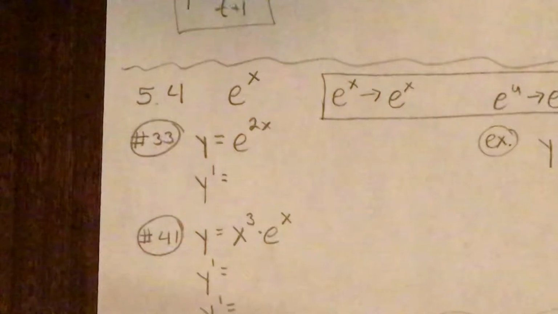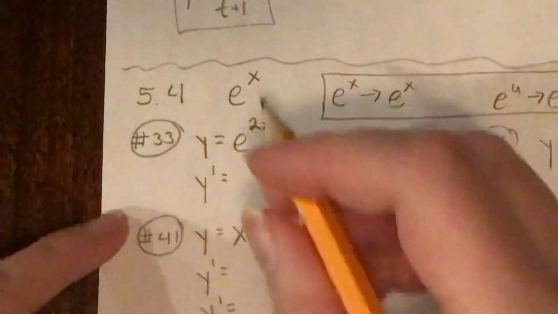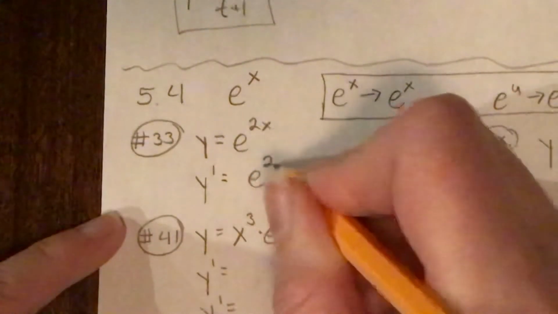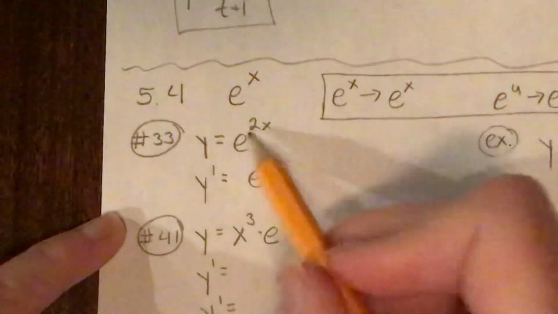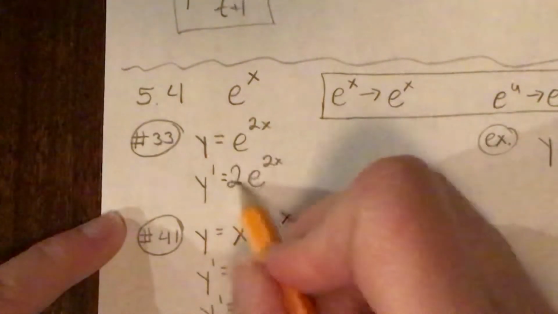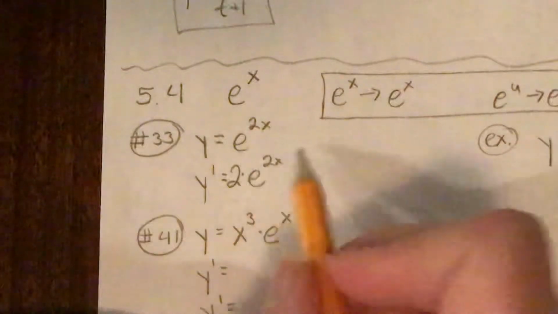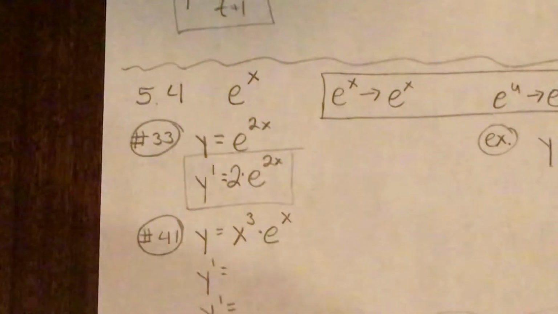Number 33 from your assignment was y equals e to the 2x power. That's e to the u. So y prime, the derivative, is going to be e to the 2x times the derivative of 2x, which is 2. I'm going to put that in the front. Done. That's all you have to do if it's just e to the, and then it's an easy exponent.